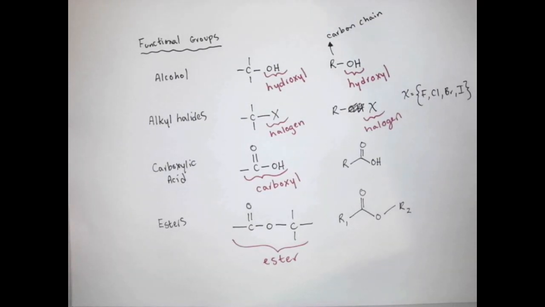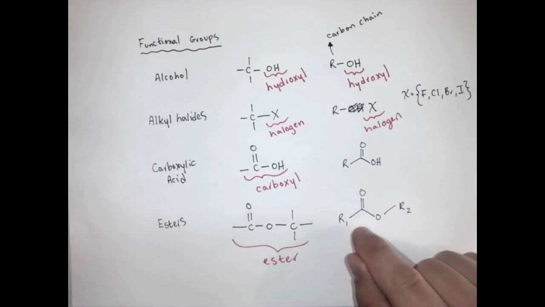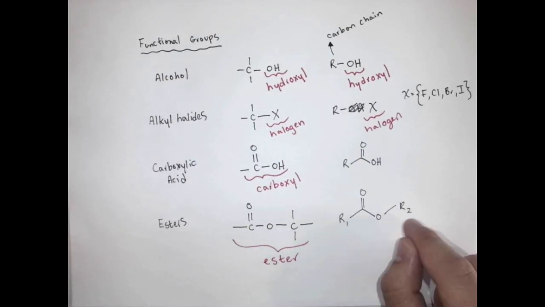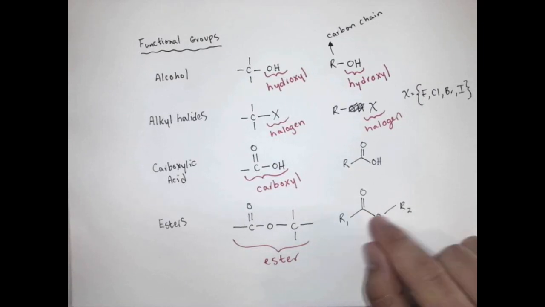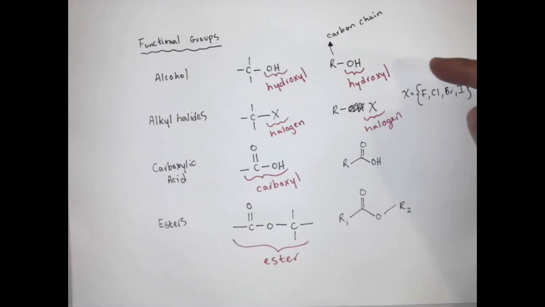So here when I draw just the generic formula for an ester, I use R1 and R2 to show that these can be two different chains of carbons. Okay, so I'll do a separate video for each functional group, and yeah, that'll be it there.